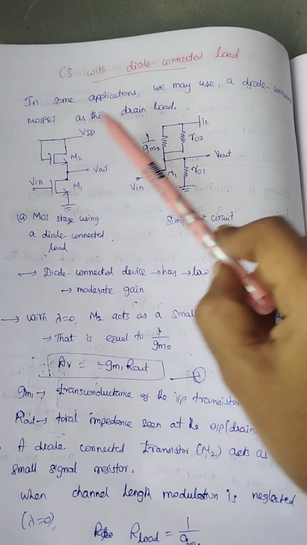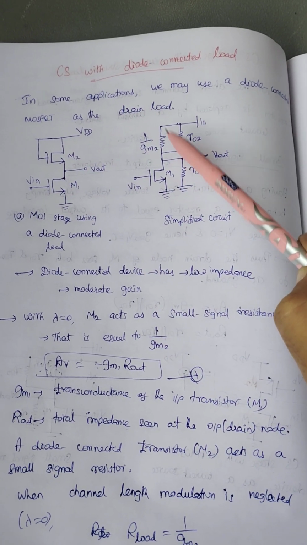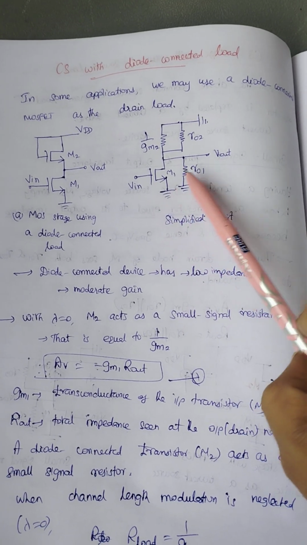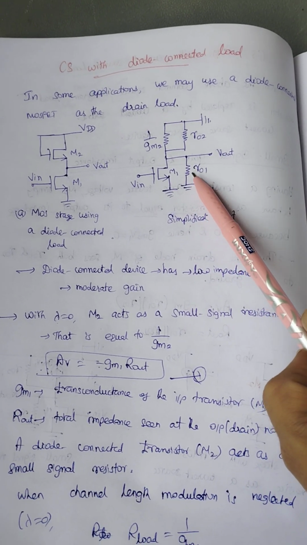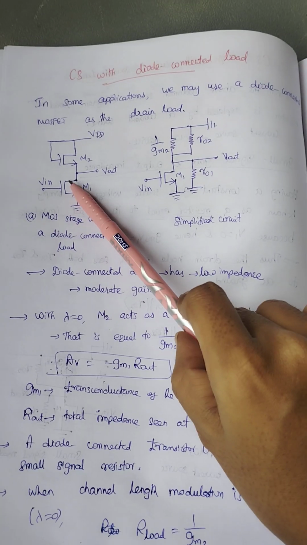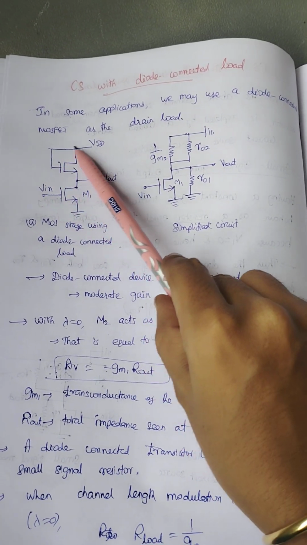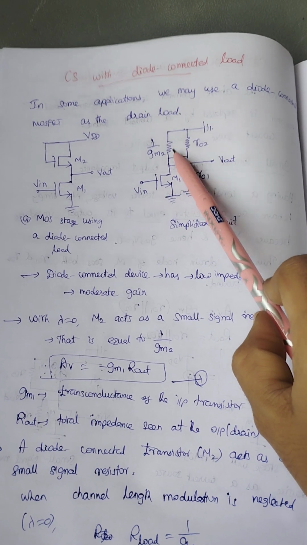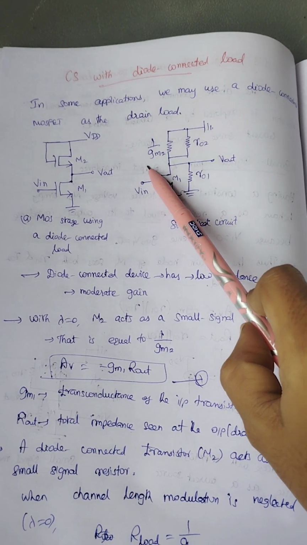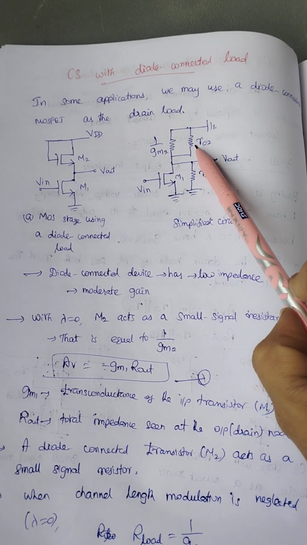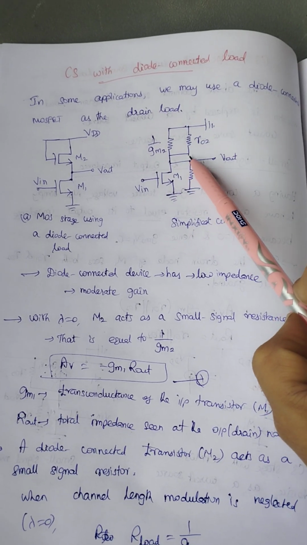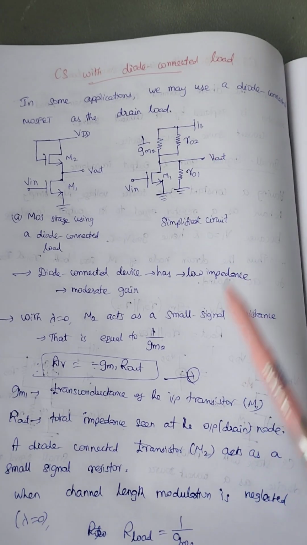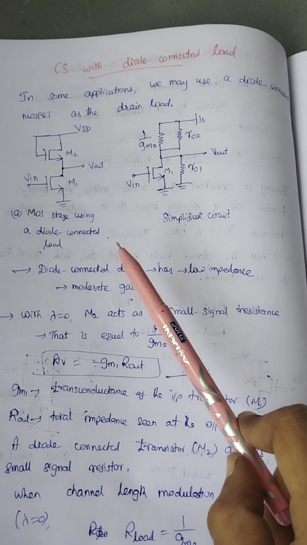So what is the equivalent small signal model? For M1, I am considering channel length modulation, so RO1 will be added here. The diode connected load is equivalent to one resistor. I am writing that resistance as 1 by gm2, and since we are considering channel length modulation, in parallel we will have RO2. This is the small signal model of the common source stage.